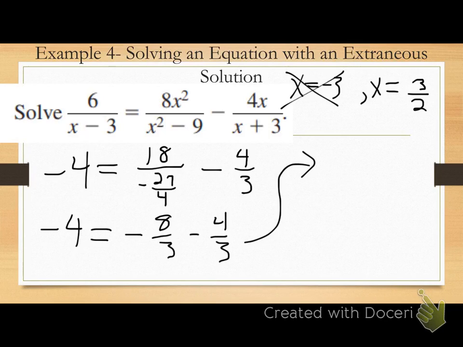Okay. So on the left I still have negative 4. Now I have negative 8 thirds minus 4 thirds. What does that give me? Negative 4. Does negative 4 equal negative 4? Yes, it does. I get a true statement. So I know that 3 halves is a solution. Everyone okay with that? Questions on it? No. Can I move on?